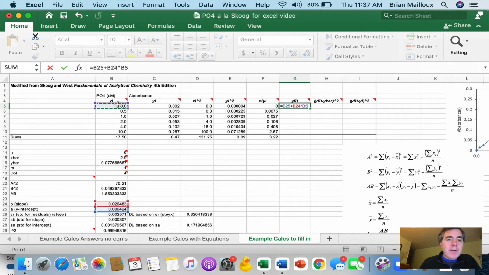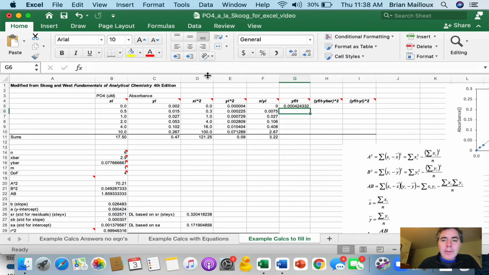But this is going to fail when I drag it down, so I'm going to put in dollar signs. I'm just going to put both, because we don't need both, but I'm going to do it because I'm lazy, right? And then this should be our Y fits. Cool. And so now we can do Y fit minus Y bar, right? That's the average.